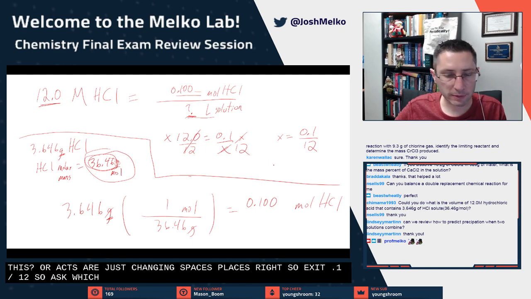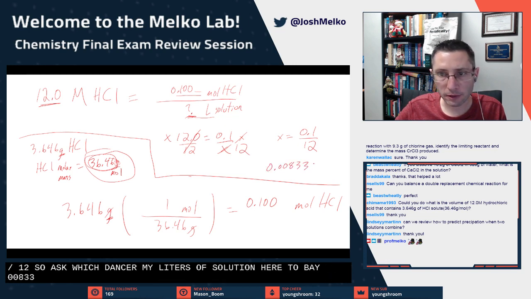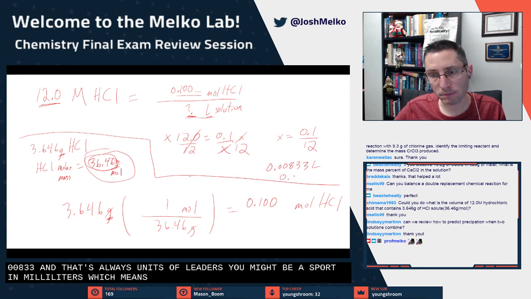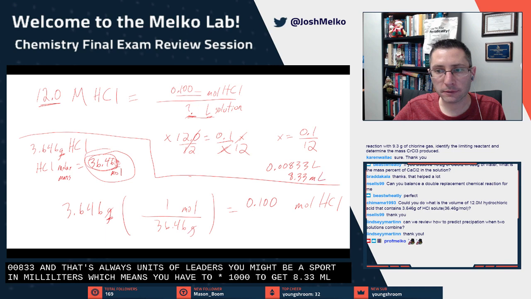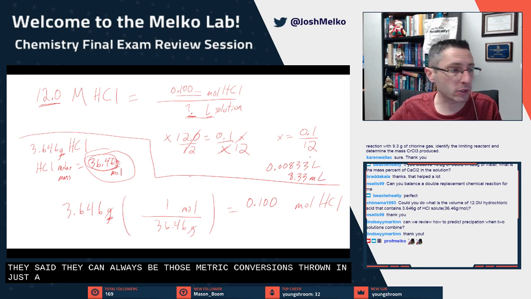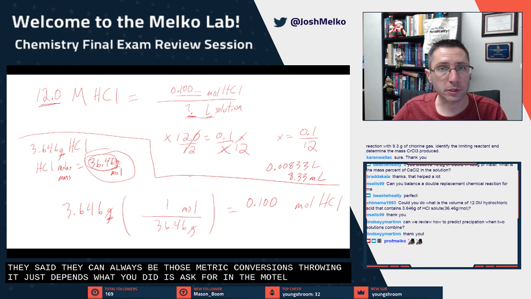So x, which stands for my liters of solution here, would be 0.0833, and that's always in units of liters. You might be asked for it in milliliters, which means you have to multiply it by 1,000 to get 83.3 milliliters. Okay, so there can always be those metric conversions thrown in. It just depends what unit is asked for in the multiple choice or in the question.